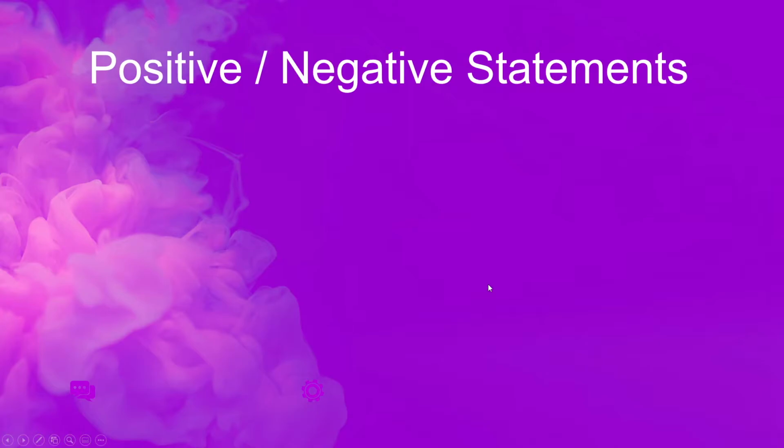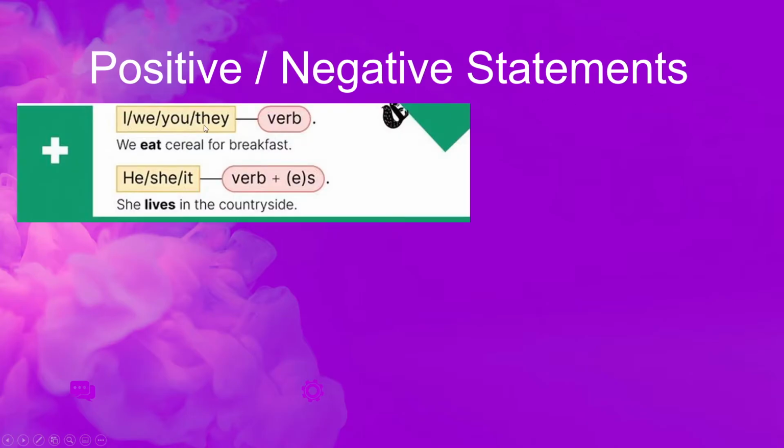Next, under present tense, you can find positive and negative statements. A positive statement is when you use the subject, verb, and the object complement. Okay, ayat positive. We eat cereal for breakfast. Okay, we, then the verb without s. For he, she, it, you have to add s or es. She lives in the countryside. He lives in the countryside. So when it is a positive statement, you just use the verb.